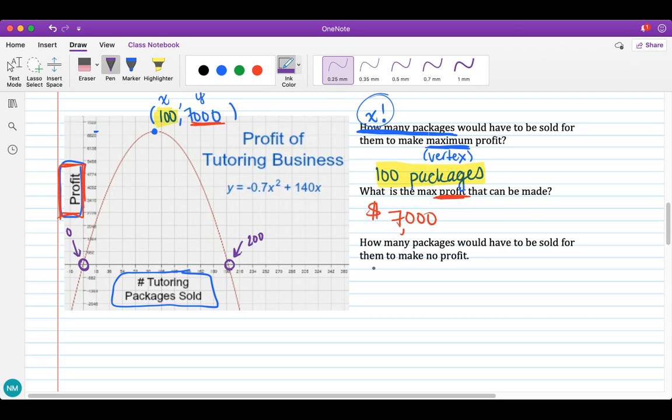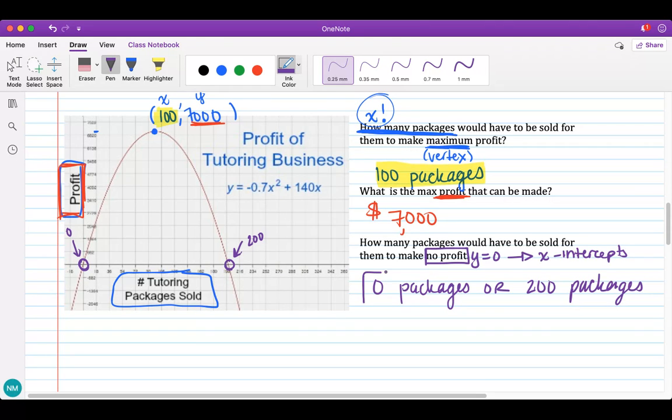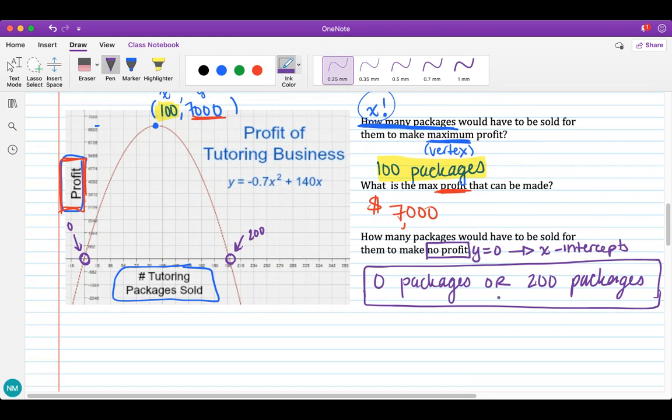So what that means is how many packages would I have to sell for me to make no profit? So 0 profit. Again, no profit. This means y equals 0. So therefore, it is my x-intercepts. I would have to sell 0 packages or 200 packages for me to make no profit. Let's try another one.